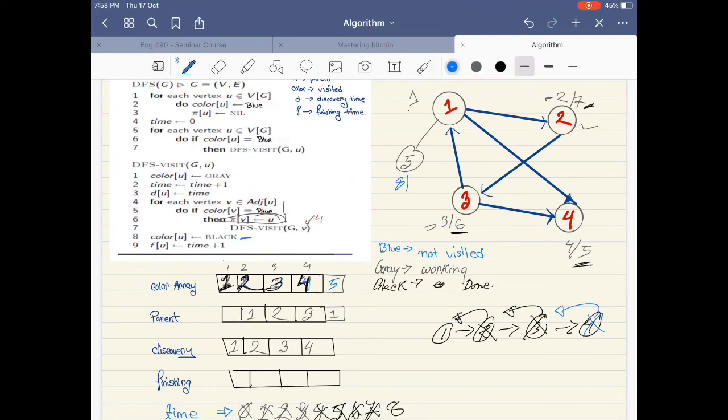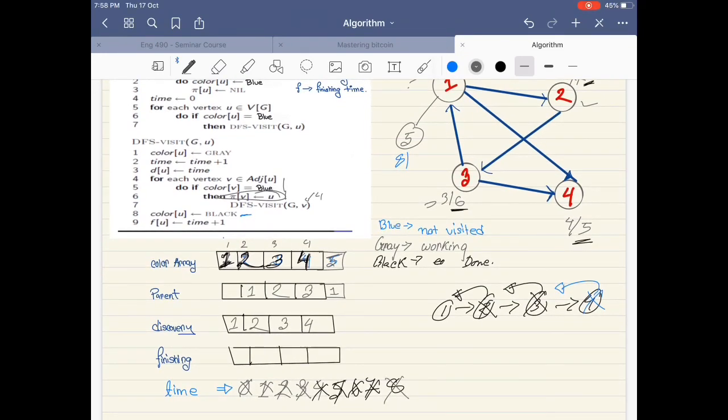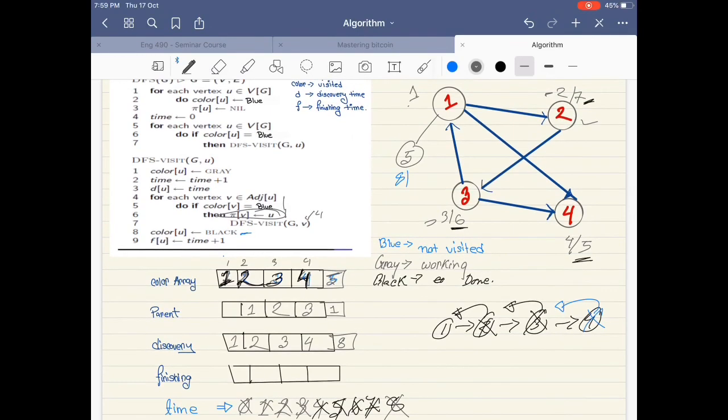So 5 is gonna be gray now, and time plus 1, so it was 7 then, so it would be 8 now. So that would be its discovery time. So discovery time would be 8 here, and for each vertex adjacent, 5 doesn't have any adjacent vertices, right? So we don't go through all this process and we black out 5 because we are all done with 5, right? Then we increase the time by 1, which would be 9. This would be the ending time of this.